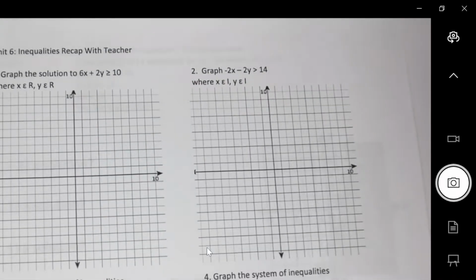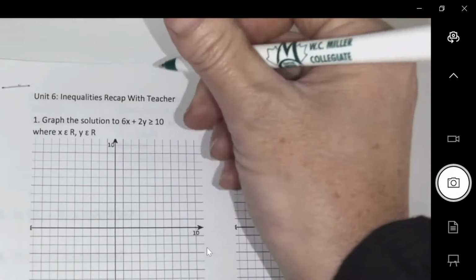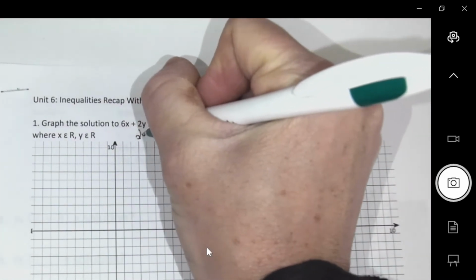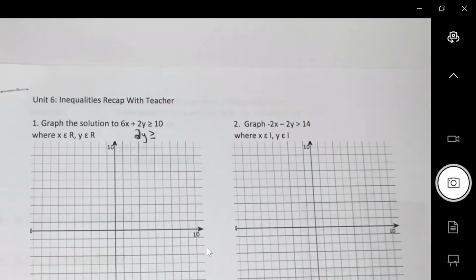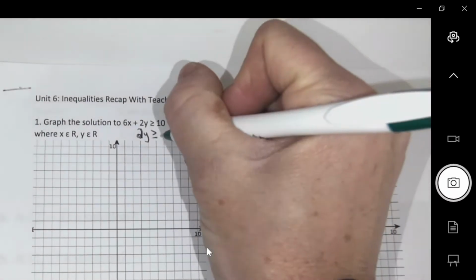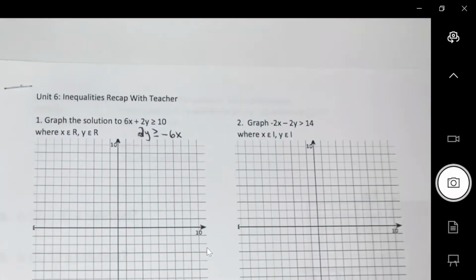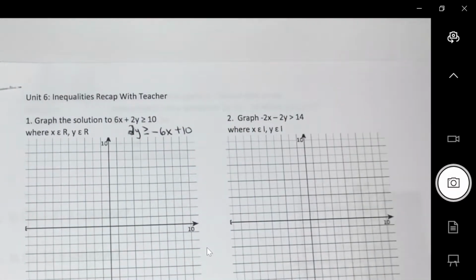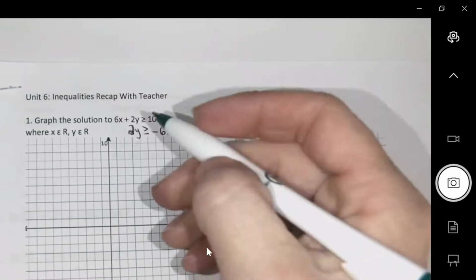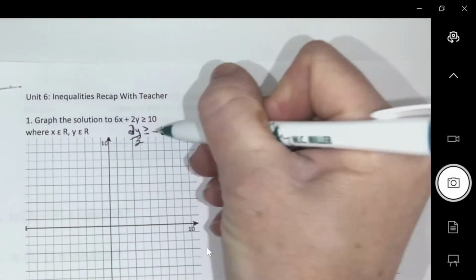Okay, graphing solutions. So we need to move our y alone here. I'm going to leave the 2y. I'm going to move the x stuff over. So now if I move it, it changes. And then there's a plus 10 because it stays. And then I need y alone, so I'm still going to divide by 2.